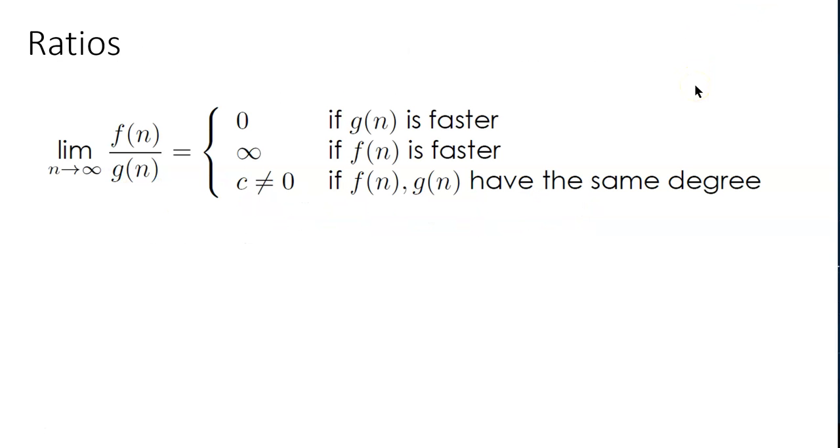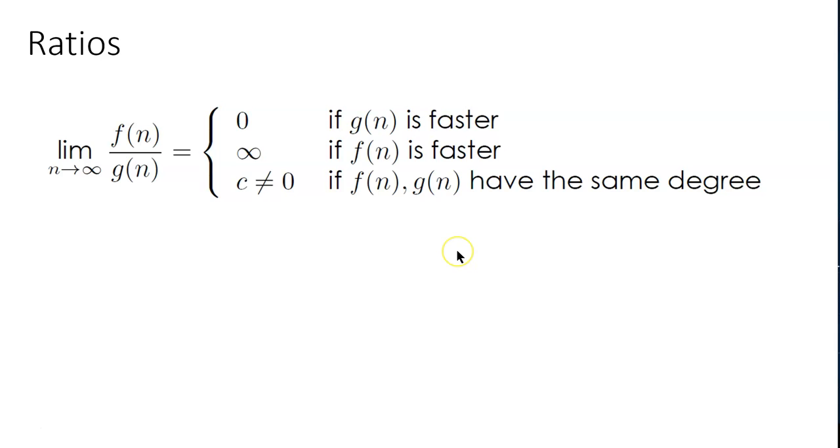Okay, so in general, who's faster? If the bottom is faster, you get 0. If the top is faster, you get infinity. If they're kind of the same rate, you're going to get some non-zero constant. And what I mean by the same rate, the only time this happens, as far as we will see in this class, is if you have polynomial type things. The degree of the top is the same as the degree of the bottom. And you'll see why I'm wavering on that polynomial type thing in a second.